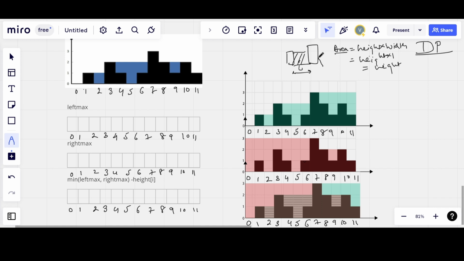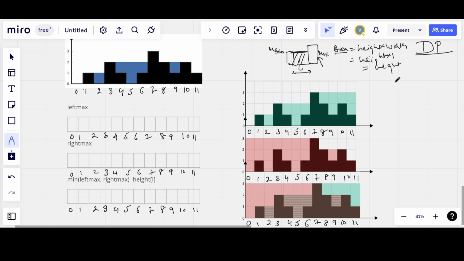Now we want to calculate the maximum area at a particular index. So we will take the maximum height of the bar on the right side of the index i, right? And we have to take the maximum height of the bar on the left side of the index i. And we will take the minimum of the left max and right max, because the maximum height of the water that can be stored will be equal to the minimum height of either the left or the right bar, right?